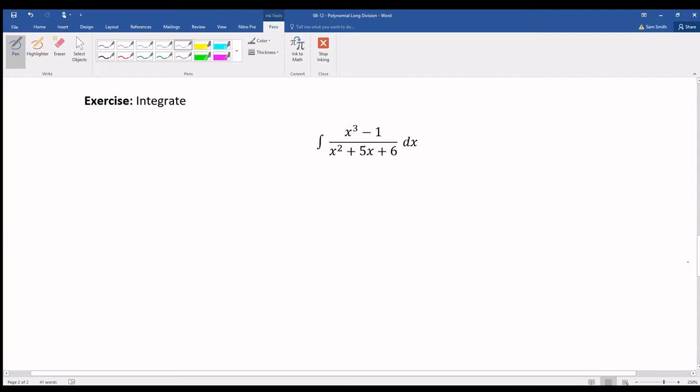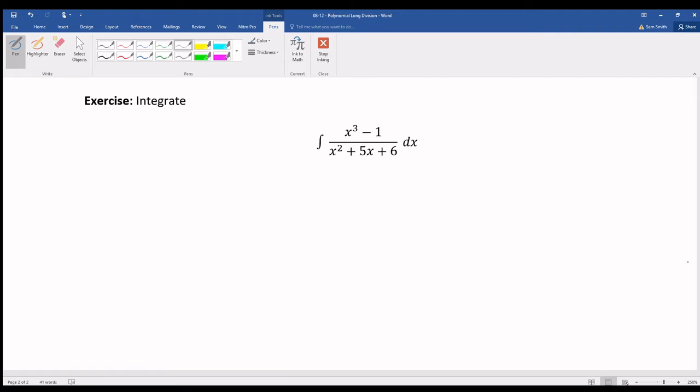In this video, let's talk about how to integrate this rational function. And my goodness, it looks so innocuous, doesn't it? It looks so innocent. But to actually integrate this properly, a lot of work will need to be done.